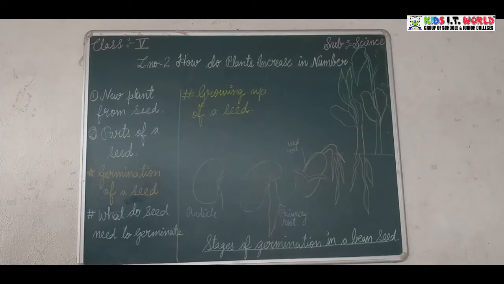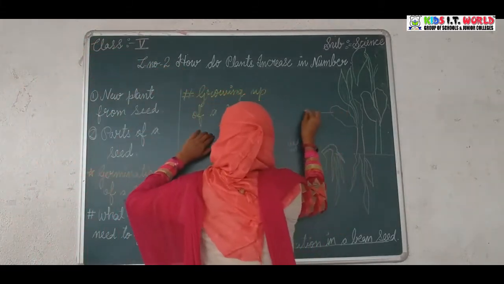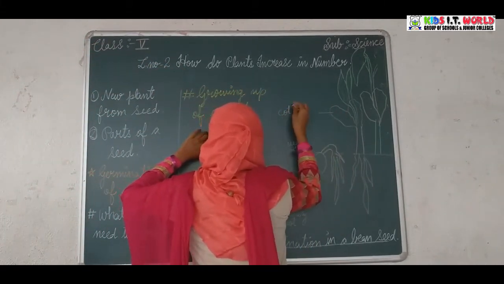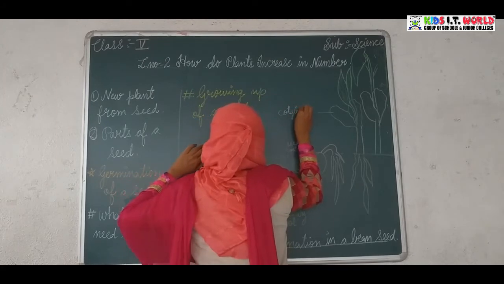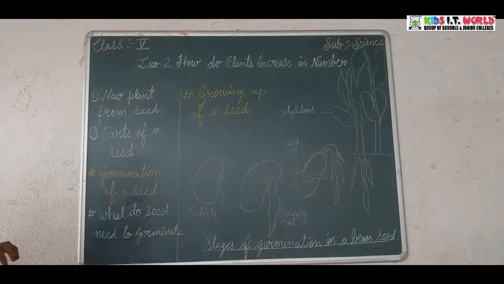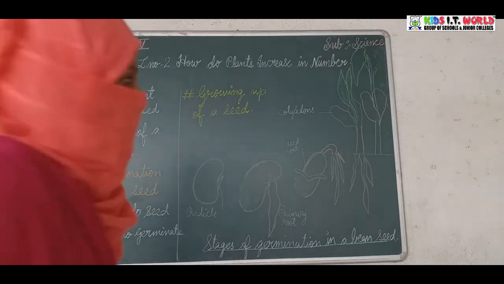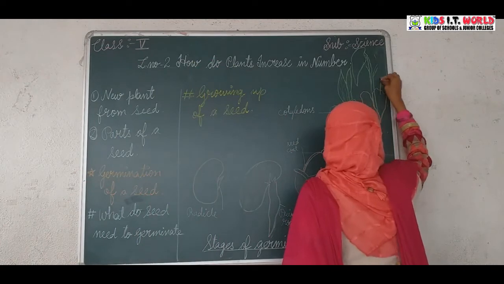Then here the cotyledons come out. The cotyledons remain attached to the young plant. Here it is the cotyledon. It will attach to the plant. Then see in the next process. It will become a seedling.